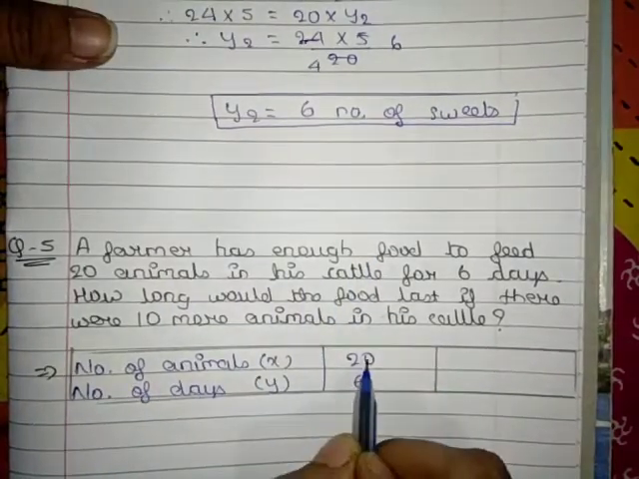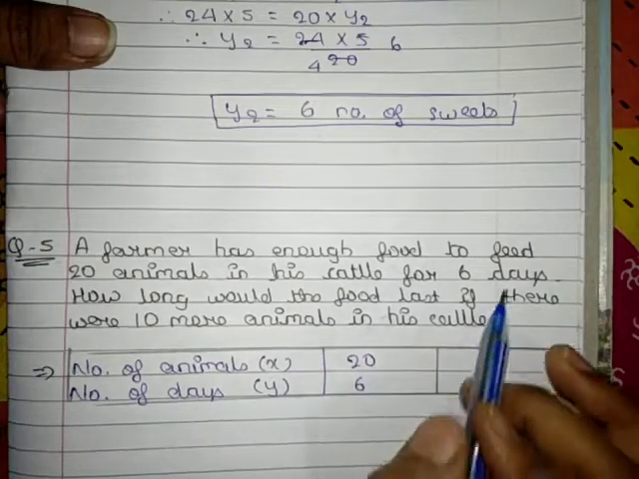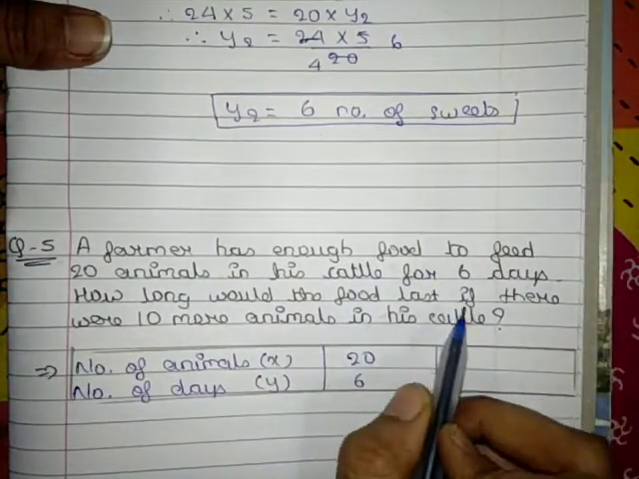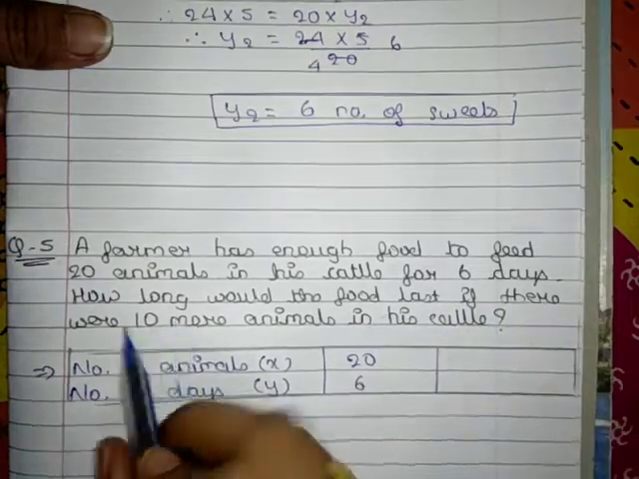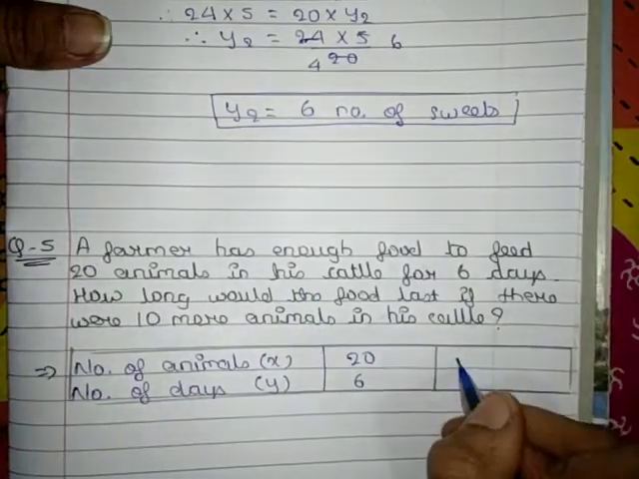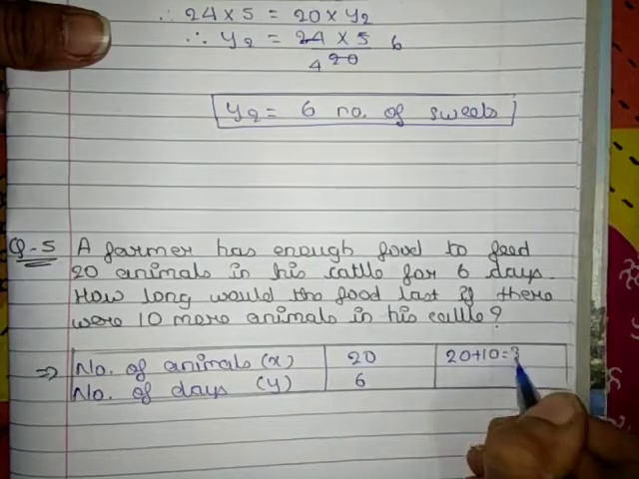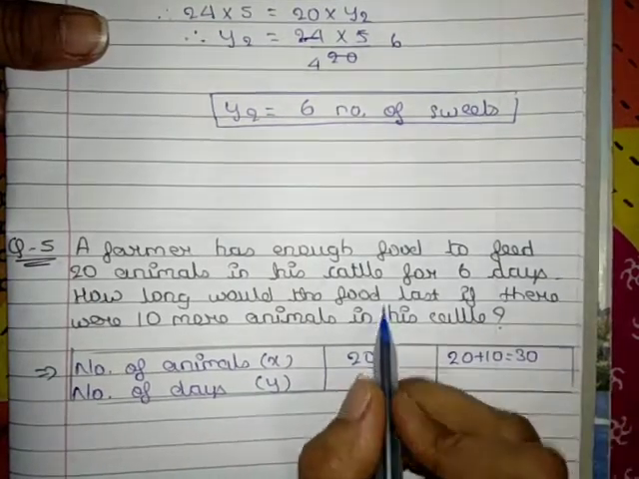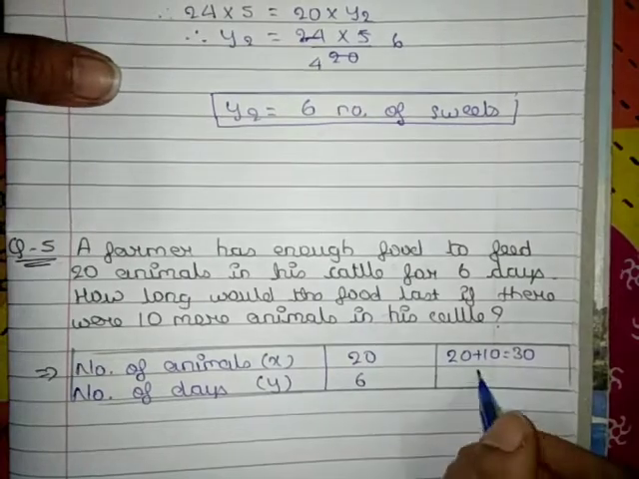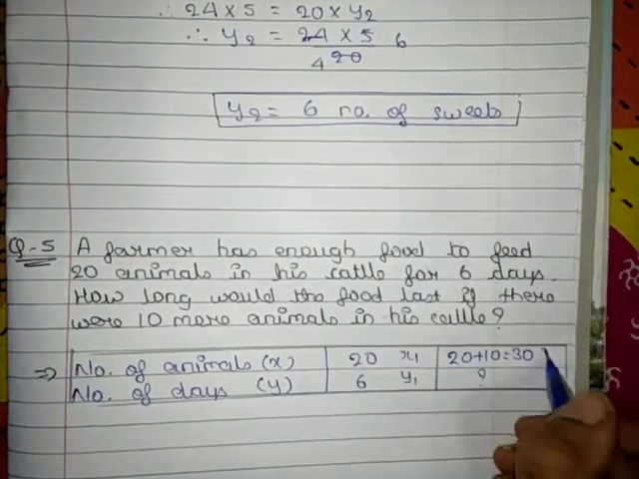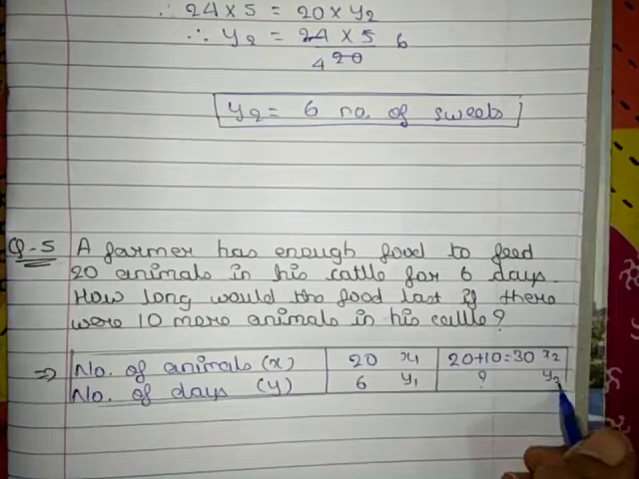So number of animals, when it is 20, within 6 days that food is enough. Now the number has been increased, that is 10 more. That is now 20 plus 10, that is 30 animals. So how many days will the food last, that we have to find out. Here this will be x1, this will be y1, this will be x2, and this will be y2.